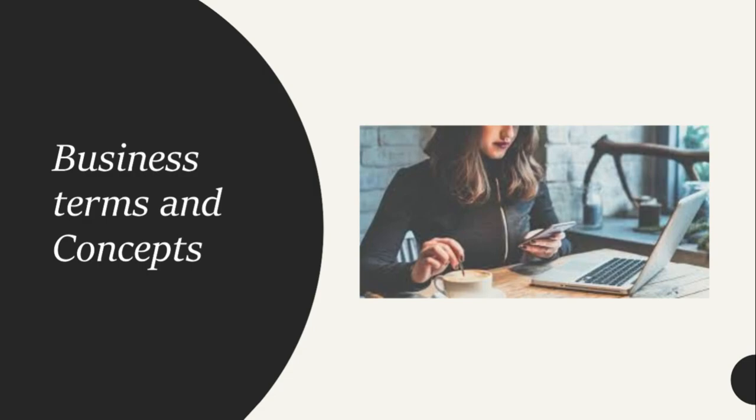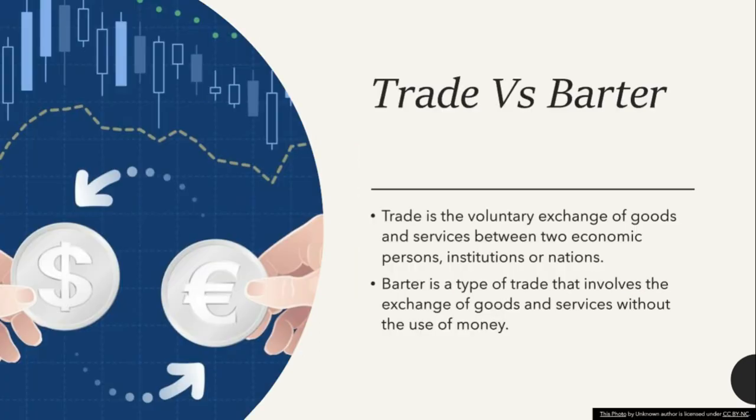So now we're going to look at 6 business terms and concepts which will come up within your study of principles of business and in any study of business, right? In any area. So we're looking at trade versus bartering. So what is trade and what is barter? Trade is the voluntary exchange of goods and services between two economic persons, institutions, or nations. So trade is a voluntary exchange, right? And it can involve two persons, two institutions, two businesses, two organizations, or it can also involve different countries.